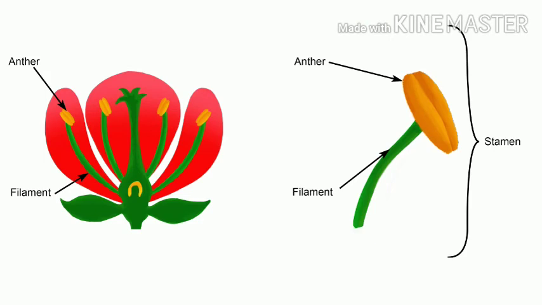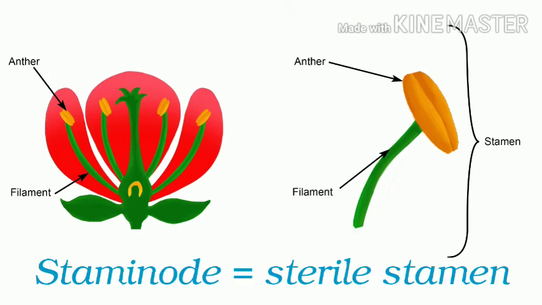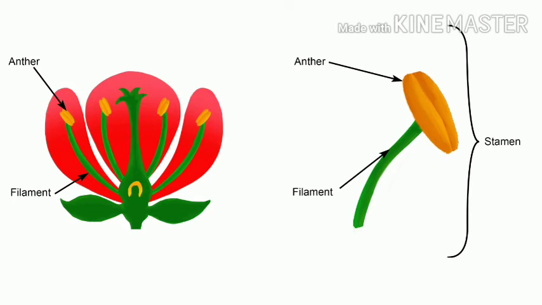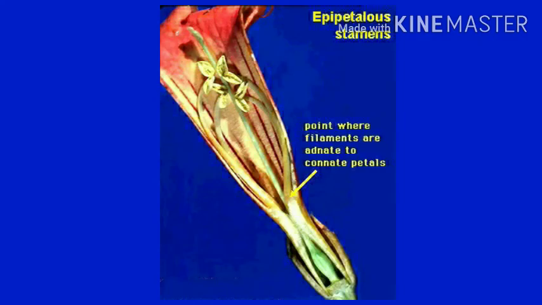Now suppose a stamen is sterile, then that stamen is called a staminode. Sterile means it is not producing male gametophyte, then it is called a staminode. Now the arrangement of stamens, if we talk about it, can be either attached or free. Now if it is attached to a petal, then such a stamen is called epipetalous, as you can see in brinjal.